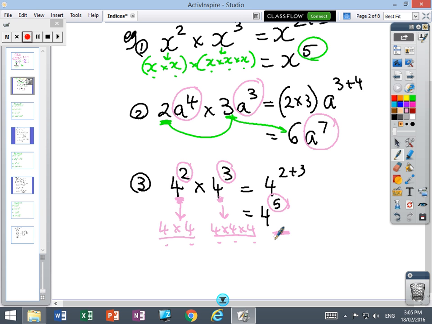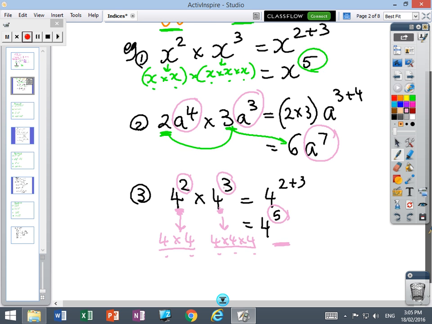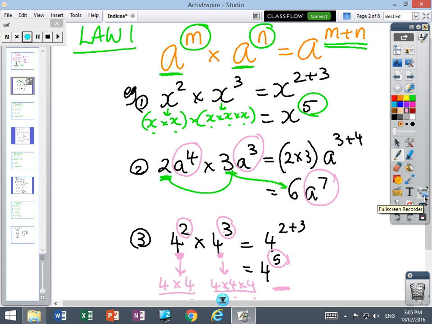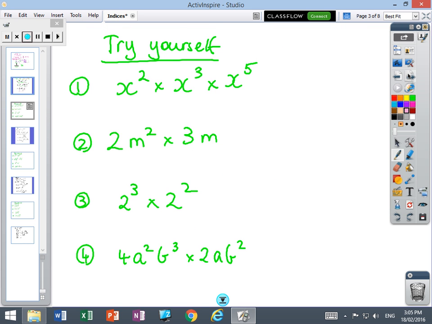So copy those examples down. I'll just slide it up so you can see all the examples. Copy that down, and when you're ready, come to the next slide. This one here, I want you to try these yourself. Pause and have a go, and when you're ready, come back live.